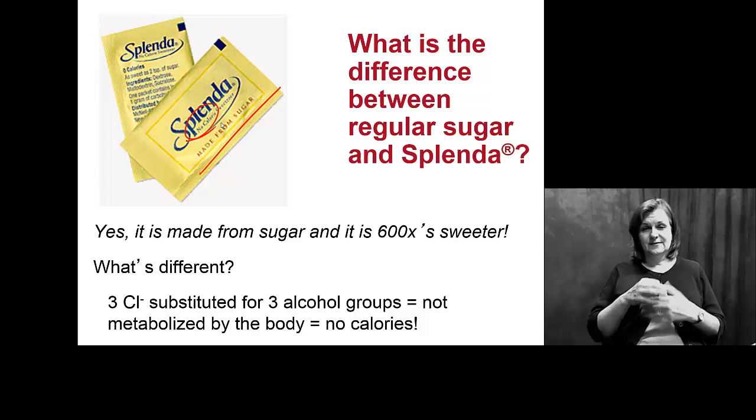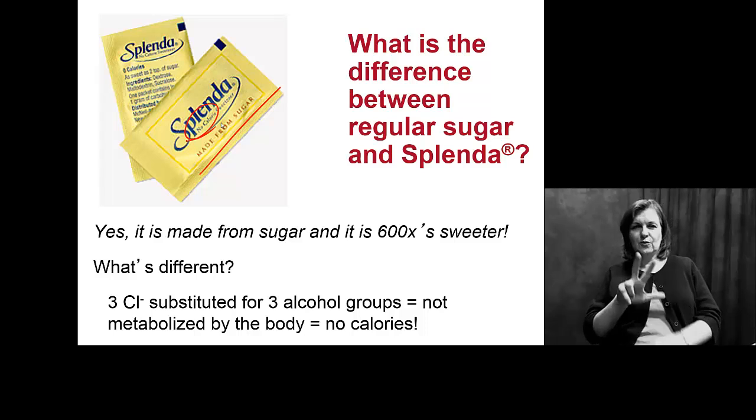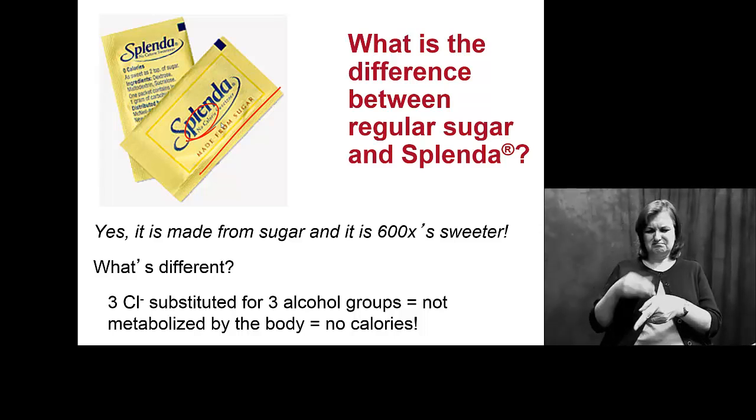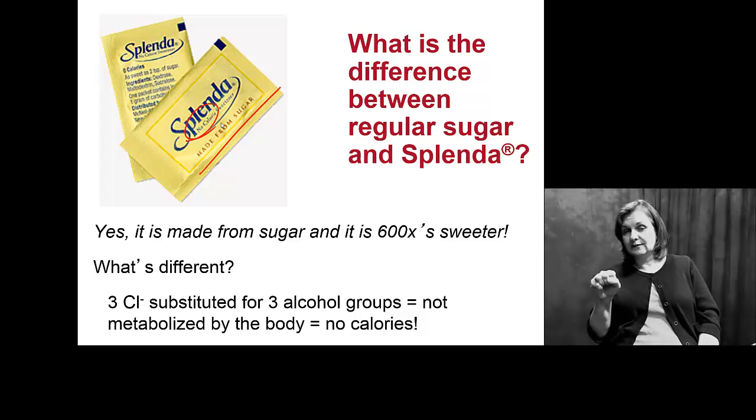3 chlorines are actually put in place of 3 alcohol groups in the sugar. So when your body sees it, it doesn't recognize it as sugar. It's passed out of your body. But you still taste it as sweet in the taste buds on your tongue. But it's not metabolized, so you get no calories from it.